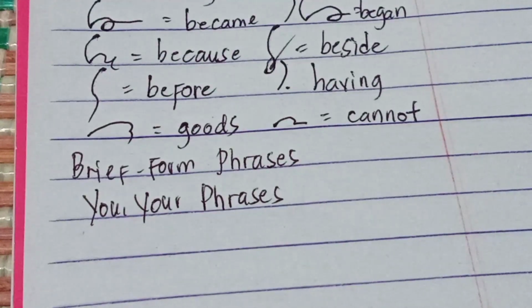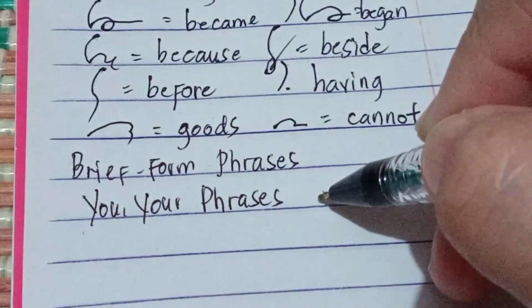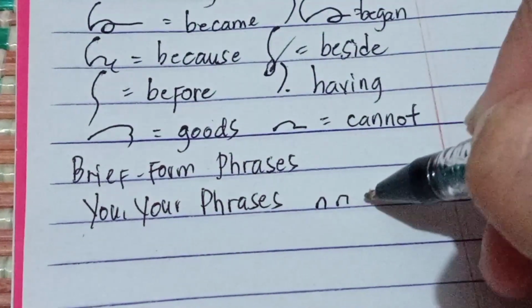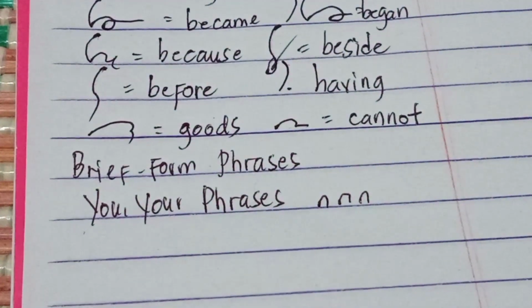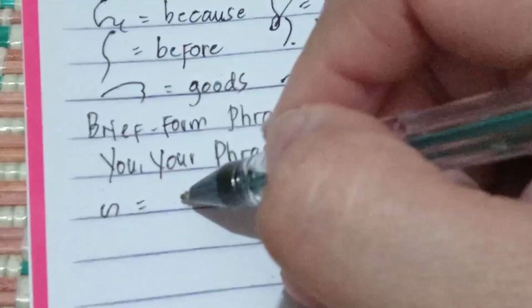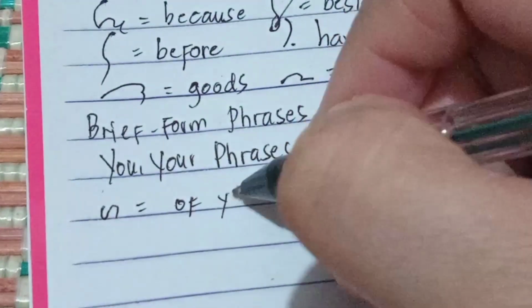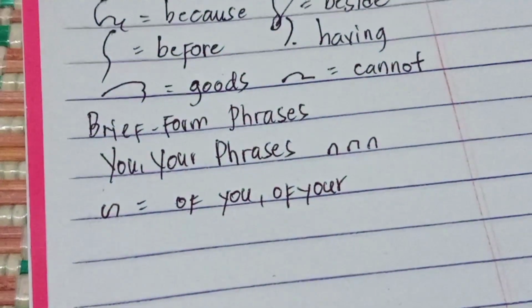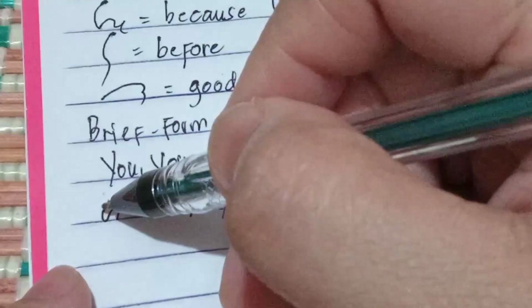Again, the symbol for the brief form ng you and your is what we call yung ating U. Okay? U po ang symbol ng ating you and your. Right? Okay, so if I write, halimbawa, yung of at saka your or you, so pwede po siyang of you, of your. Okay? So, asan yung of? This is the of, and this is the you or your.